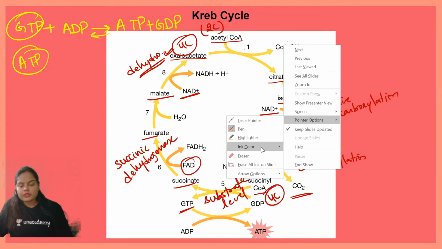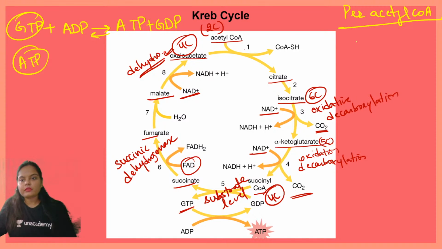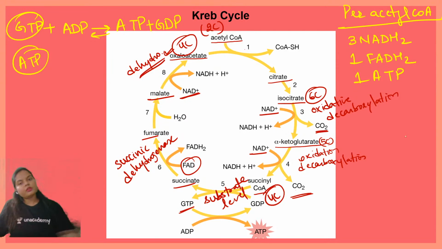Okay. So with each Krebs cycle, that means for each molecule of acetyl coenzyme A, what are we getting? We are getting 3 NADH2 molecules, 1 FADH2 molecule and 1 ATP. Right? Am I correct? Because we are getting 3 NADH2 at 3 sites of oxidation, 1 FADH2 at another site of oxidation, and 1 ATP at this particular step by the process of substrate level phosphorylation.